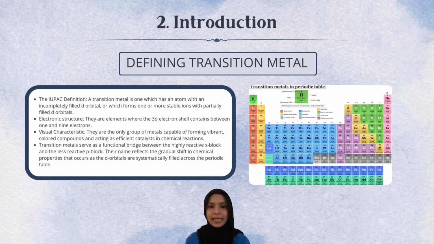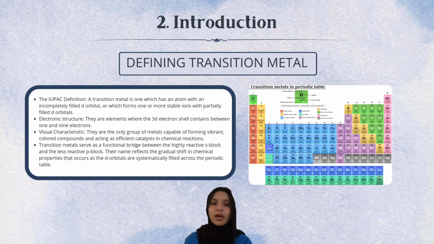To truly understand this element, we first need to look at the official IUPAC definition. A transition metal is defined as an element whose atom has an incompletely filled d subshell, or an element that can form at least one stable ion with an incomplete d subshell. So in terms of their electronic structure, we are looking for elements where the d shell contains anywhere between 1 and 9 electrons, and this specific arrangement is what gives them their unique chemical identity.